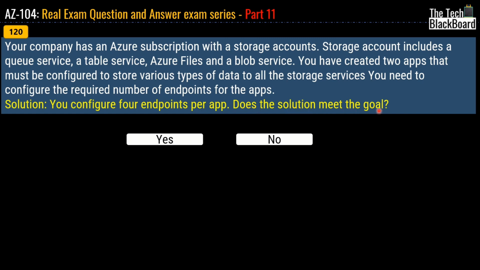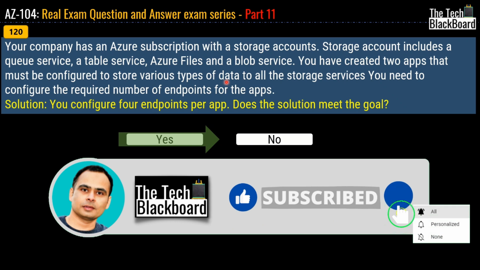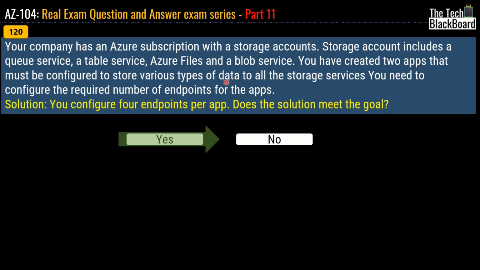The correct answer for this question is yes, it does meet the goal, and you actually need to configure 4 endpoints per app to meet this business requirement. Now the logic of this question I will explain in question number 121, which is the very next question, because that also gives you a variation of the same question. It's a confusing question and you will find a lot of variations on various sites which are giving a lot of different answers. So do not skip the video and watch the next question very carefully if you want to understand this logic.